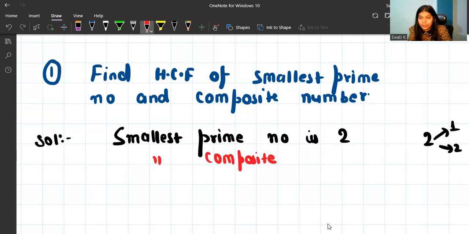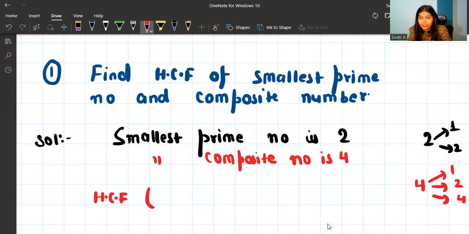So here the smallest composite number is going to be 4. Why? Because you can see 4 has 3 factors, 1, 2 and 4. Now, we have to find out the HCF of this. So, basically, we have to find out the HCF of 2 and 4.